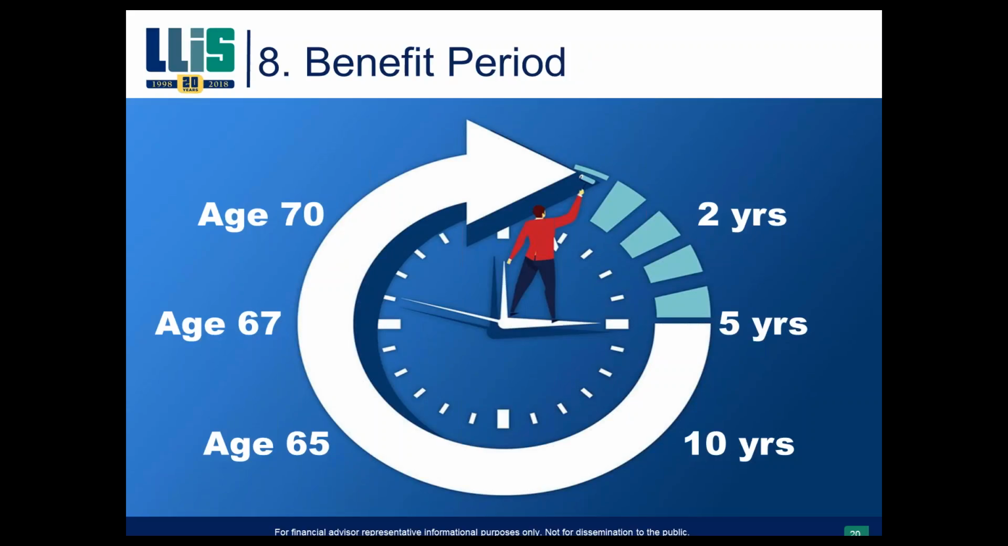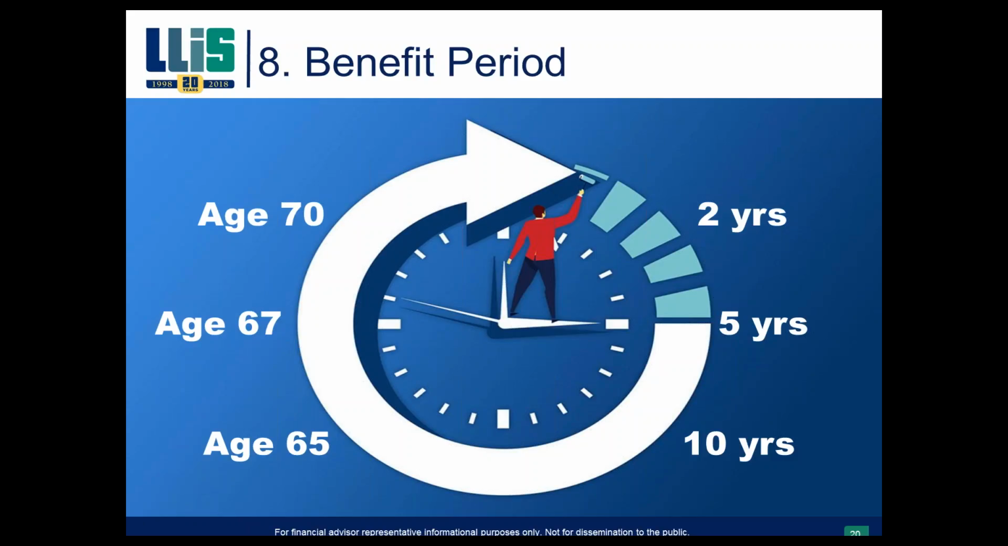Benefit period. This is the period of time that your client can receive the benefit in the event they become disabled. And it runs the gamut for several different reasons. You have, obviously in this slide, we have 2 years all the way through to age 70. The reason that they range is for a couple different reasons.